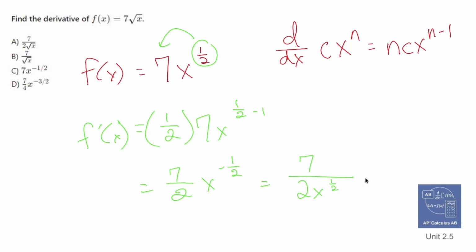And just because I like things being a little bit cleaner than this, let's turn x to the positive 1/2 back into the square root of x, and you have 7 over 2 times root x, which is going to be A. So when you have a radical like we have here, turn the exponent into a rational exponent. You still follow the same rules, and you'll get your guy.